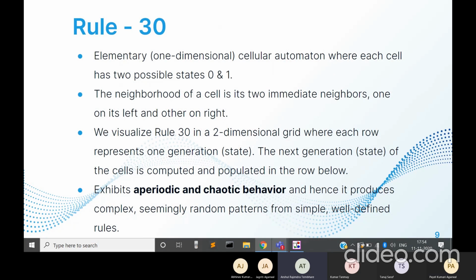We visualize rule 30 in a two-dimensional grid where each row represents one generation, and the next generation of cells is computed and populated in the row below. Here we will implement this logic, going to the next generation via clocks and to the new state. And rule 30 is implemented as an 8-bit output, 00011110. It is seen that it exhibits aperiodic and chaotic behavior, and hence it produces complex and seemingly random patterns from simple well-defined rules.